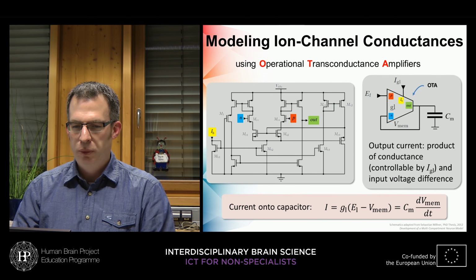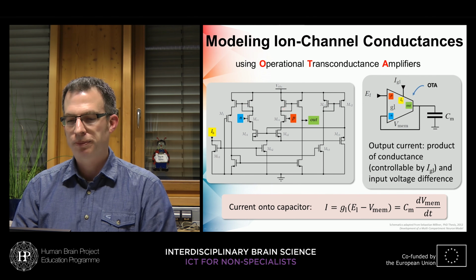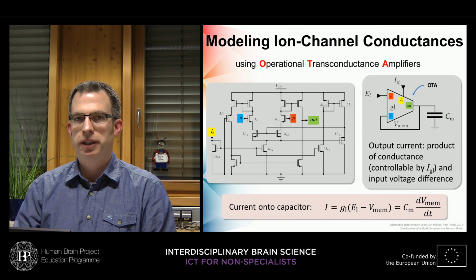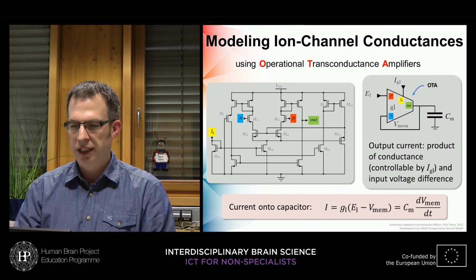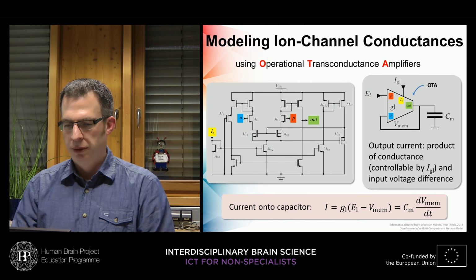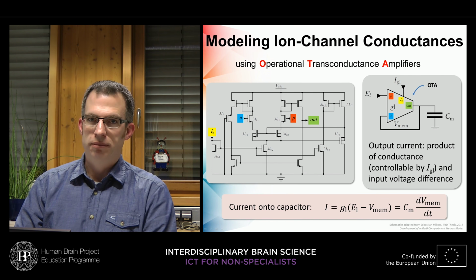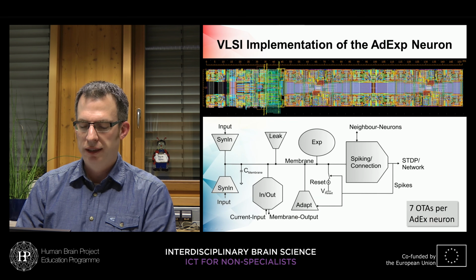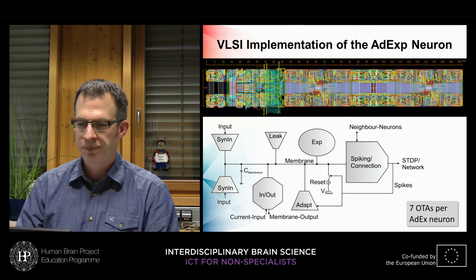The only thing is that now we do not have simple resistances up here, but rather other transistors that take care of the special behavior that is required to have this conductance at the output. Without going into details for the operational transconductance amplifier, I can tell you that we use quite a lot of them to implement our neuron circuits.